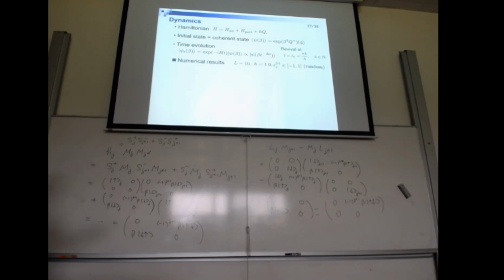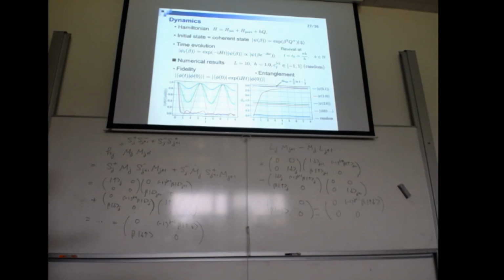And here are the numerical results for L equal 10 and h equal 1.0, with some random numbers. The vertical axis is fidelity, and this is time. If you start with the coherent state, it shows perfect oscillation of the fidelity. If you start with a product state like 1010, or some random initial state, it decays rapidly like this. And here's the entanglement entropy. If you start with the coherent state, it doesn't change, it's just constant in time. But if you start with a product state or generic state, it grows like this and then goes to the Page value.